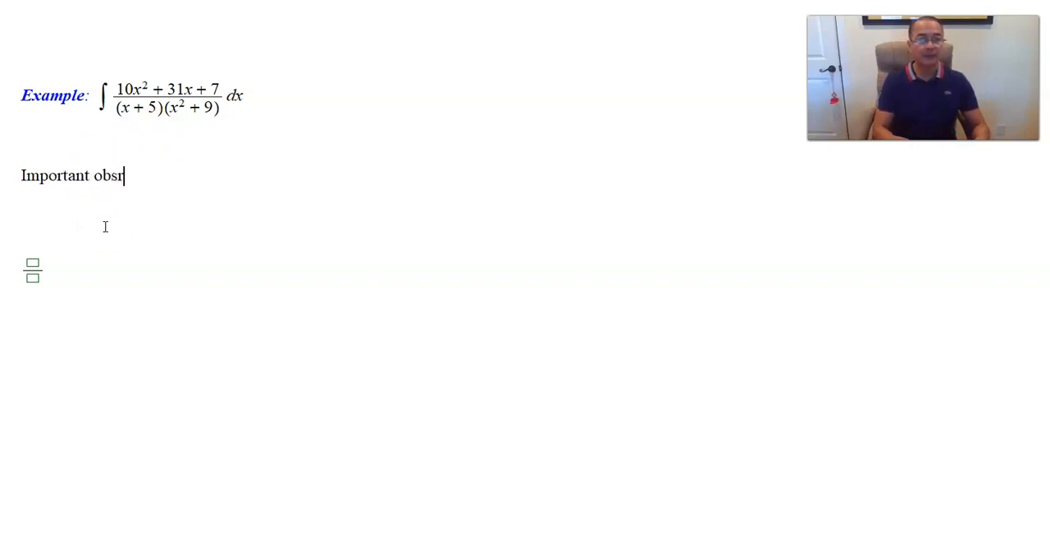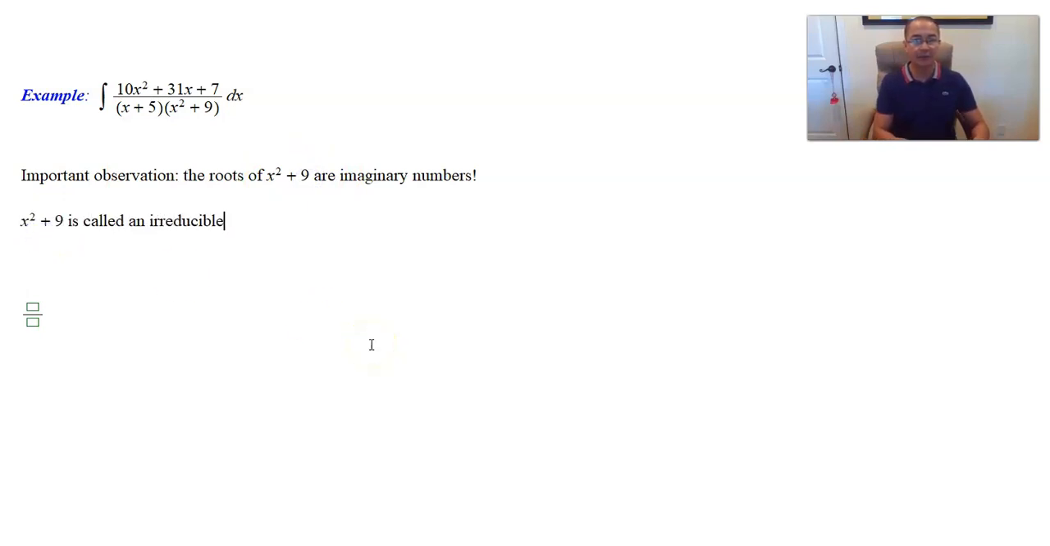Important observation. Okay, the roots of x squared plus 9 are imaginary numbers. Okay, you remember your i. x has to be plus or minus 3i. Okay, remember i squared is negative 1. Okay, so when that happens, we have a special name for that. x squared plus 9 is called an irreducible quadratic. Okay, you cannot factor it further. In other words, at least not using only real numbers.